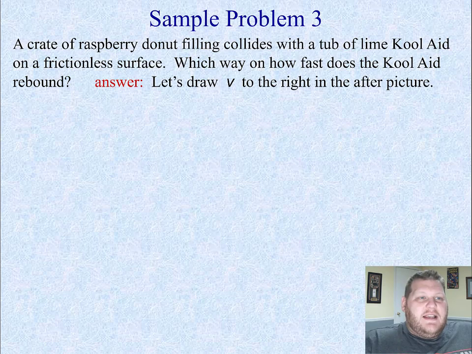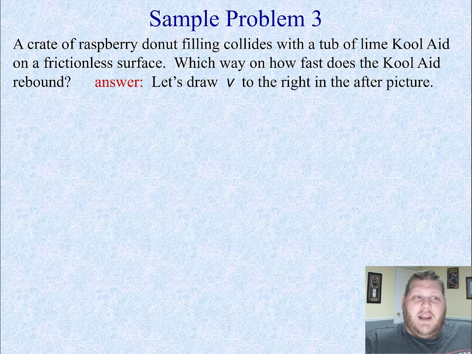All right, last problem, number 3. I was obviously very loopy when I was making this the first time, and I decided to keep it because of the randomness of my brain and why I have crates full of raspberry donut filling and a tub of lime Kool-Aid colliding with each other. But that's just what I visualized when I was doing this. So we're going to go with it.